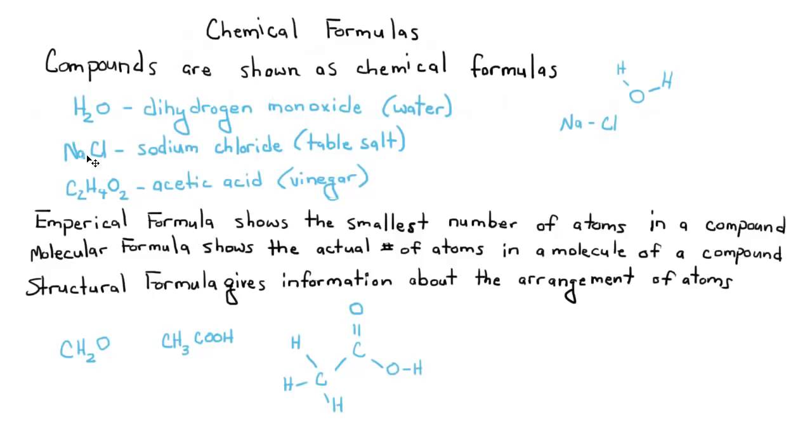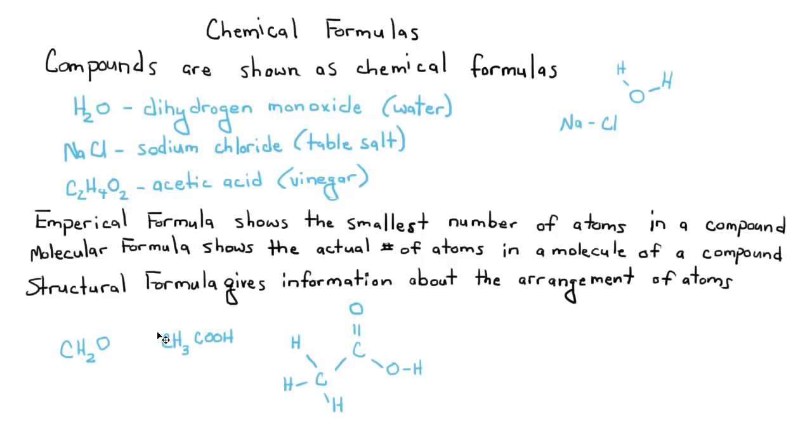We have sodium chloride, 1 atom of sodium and 1 atom of chlorine, and acetic acid or vinegar, 2 atoms of carbon, 4 atoms of hydrogen, and 2 atoms of oxygen. We have an empirical formula that shows the smallest number of atoms in a compound. For example, acetic acid. The empirical formula is going to be CH2O.